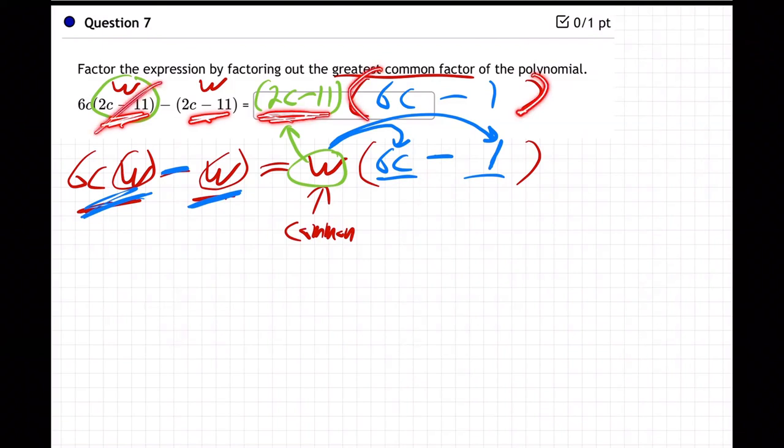Why 6c minus 1? Because you've removed the common element, the 2c minus 11, leaving 6c, and this is going to be minus 1, because you got to multiply by that 1 to go back to 2c minus 11. So there's the answer, just like that.